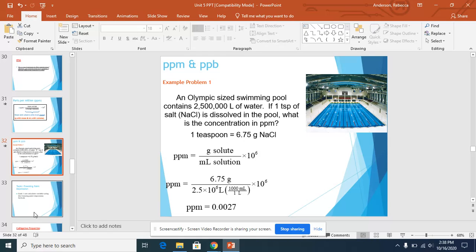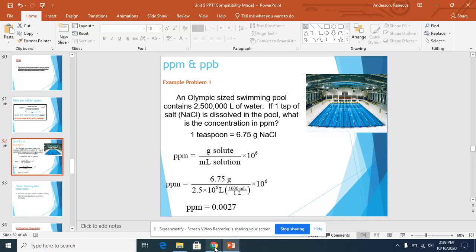So we have our formula: ppm equals grams of solute over milliliters of solution times 10 to the 6th. So here we have 6.75 grams divided by 2.5 times 10 to the 6th, or 2.5 million. Just didn't want to put all the zeros on there, times 10 to the 6th. When you put this in your calculator, you get 0.0027 ppm. ppm is the unit you'll put with your answers for this.